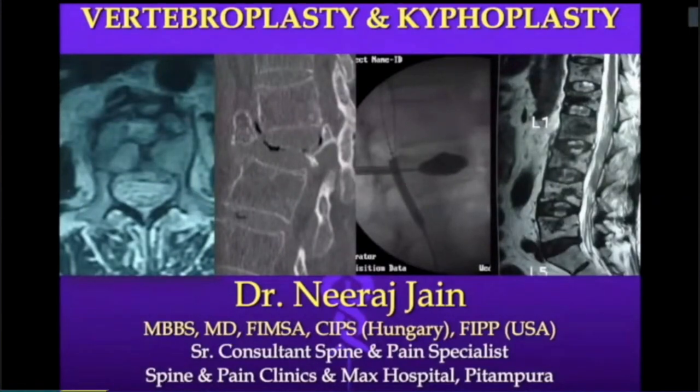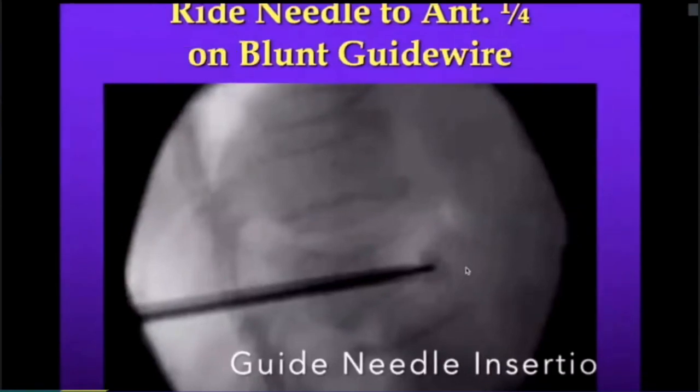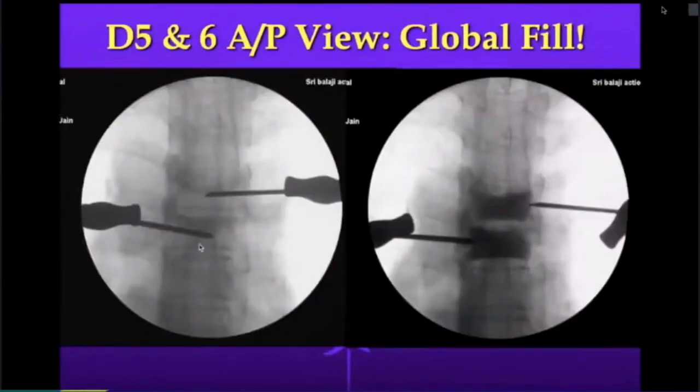And then thread it over the K-wire. I normally put a K-wire first if it is a difficult fracture. If it's an easy fracture, go straight away with the needle, the vertebroplasty needle. If you go past the anterior cortex, then there are a lot of issues because we have all those major vessels coming in there. The viscera is right around there, so one has to be careful. Now, this is the D5, this is the D6. I've been doing all these fractures very commonly, and you see global fill. And these are a few improvisations which you do.